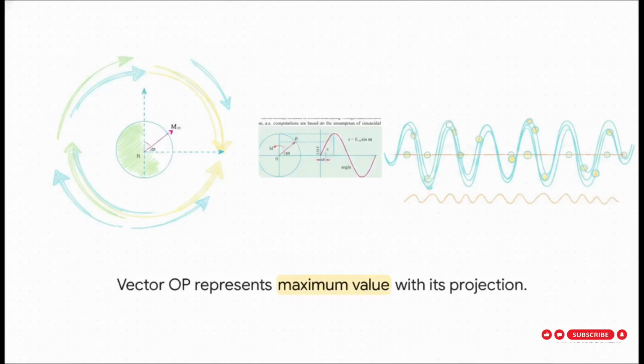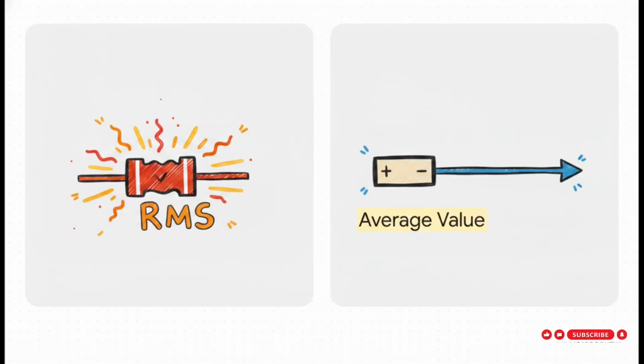Take a look at this rotating vector diagram. The line labeled OP represents the maximum possible value. As it rotates around the circle, its projection onto the vertical y-axis gives us that exact instantaneous snapshot at a specific angle, or moment in time. The wave you see on the right is literally built by mapping out millions of those instantaneous values side by side. But here's the catch.